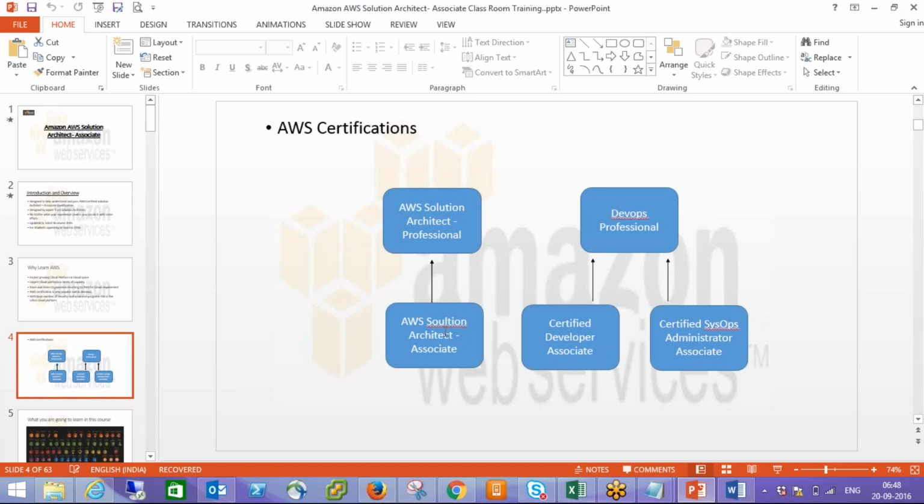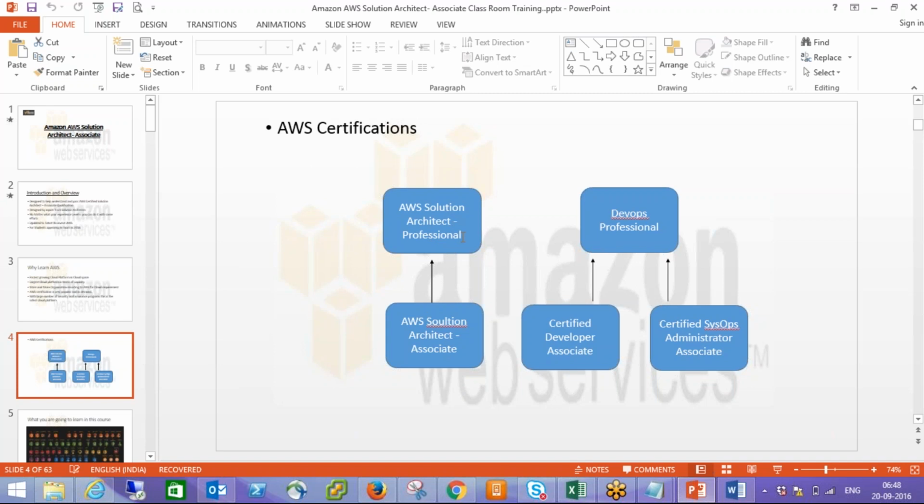The one that we are concentrating on, Solution Architect Associate, is more of a designing certification, and you would be able to design and implement the solution for your clients once you are through with this course. Now these are three associate level courses. After this we have two professional level, AWS Architect Professional and DevOps Professional.